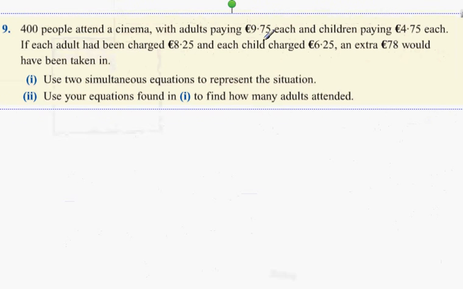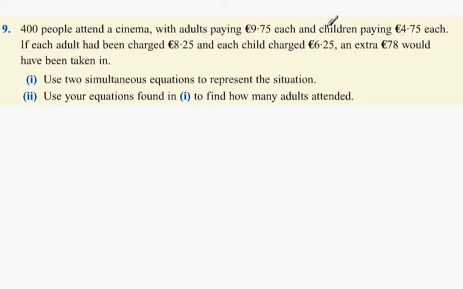Next one. 400 people attend a cinema, with adults paying $9.75 each and children paying $4.75 each. If each adult had been charged $8.25 and each child charged $6.25, an extra $78 would have been taken in. Alright, use two simultaneous equations to represent this data. Okay, 400 people means that, let x be the number of adults, let y be the number of children: x plus y equals 400.